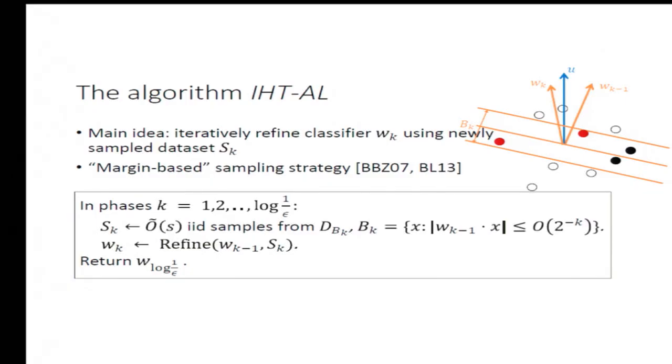The structure is that we're going to have a bunch of phases, log of 1 over epsilon different phases. In each phase, we'll draw some samples conditioned on the weight vector from the previous phase dot feature vector being very close to 0, where the closeness is given exponentially by the phase. And then we have a refinement step. So it's just going to iterate over and over again. And now the question is, what happens in the refinement step?